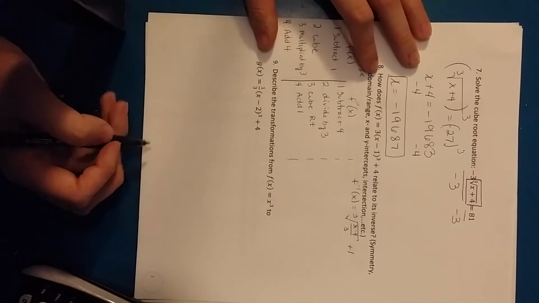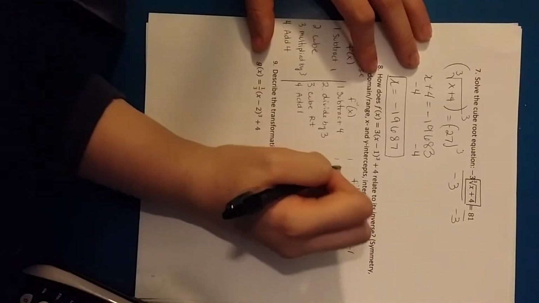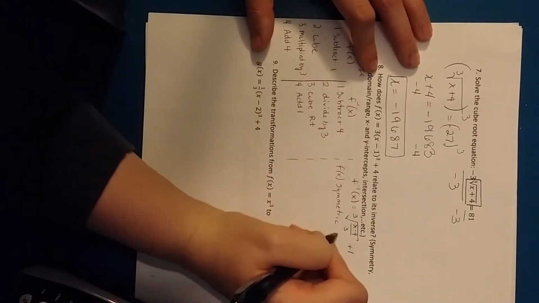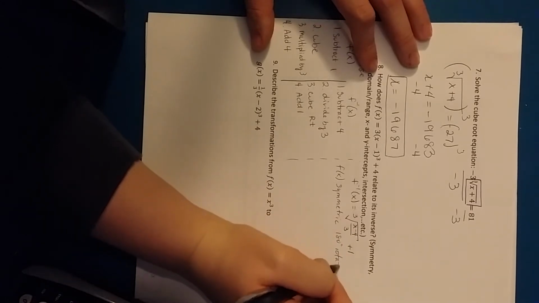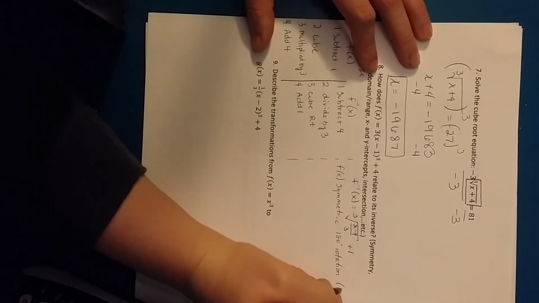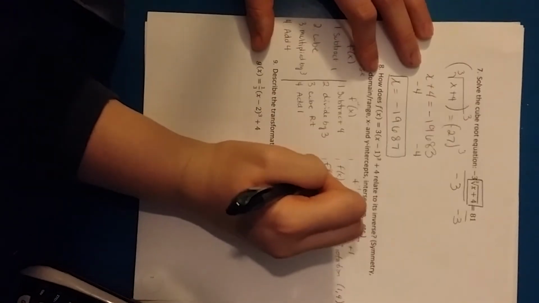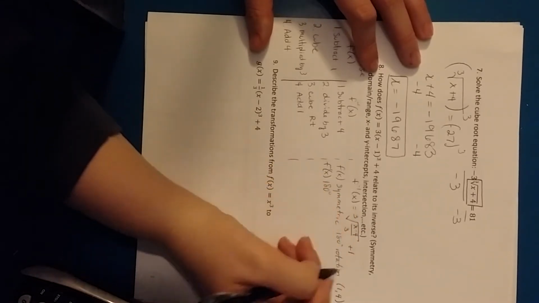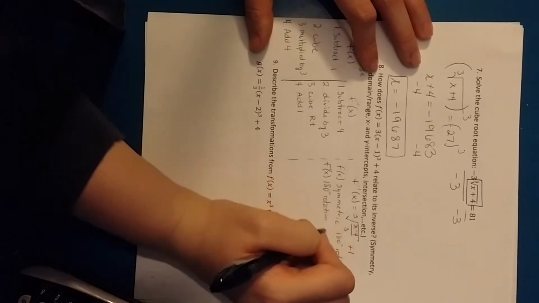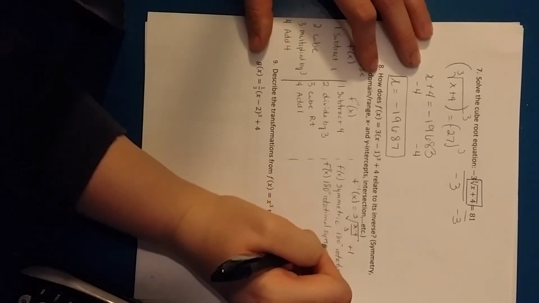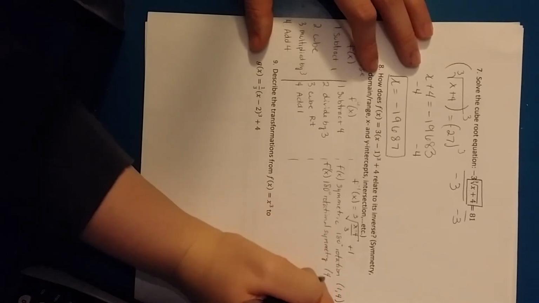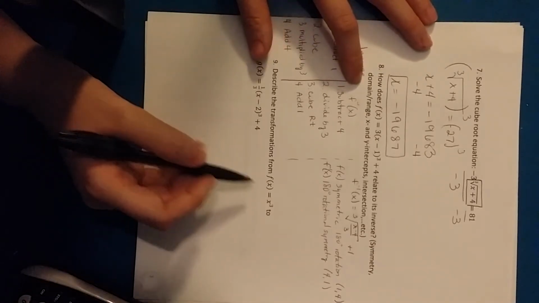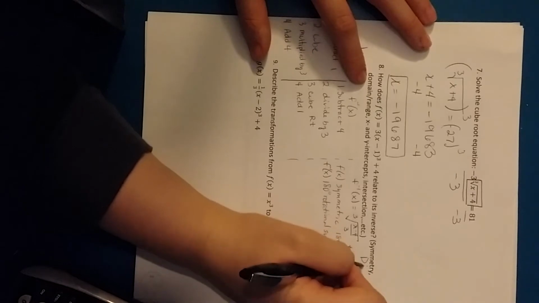So f of x is symmetric about 1, 4. So that means the inverse is going to be symmetric too. It's 180 rotational symmetry about 4, 1. The domain and range is going to be all real numbers for both.